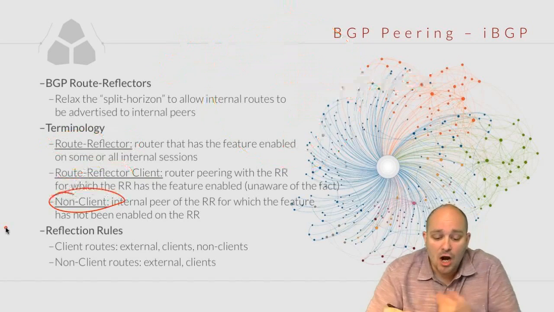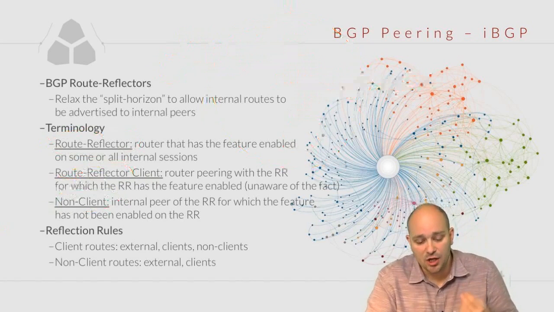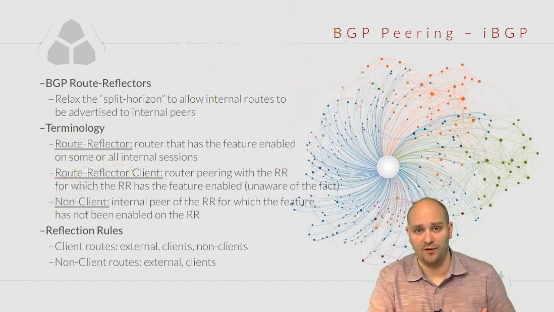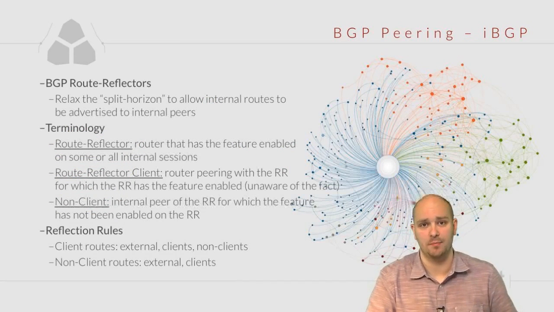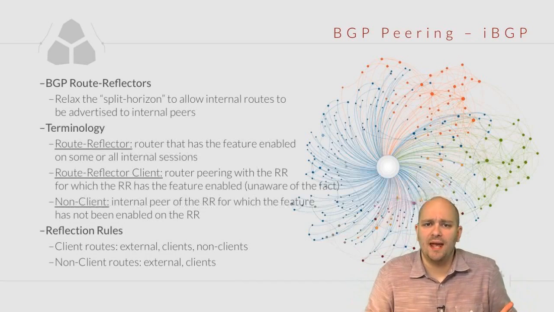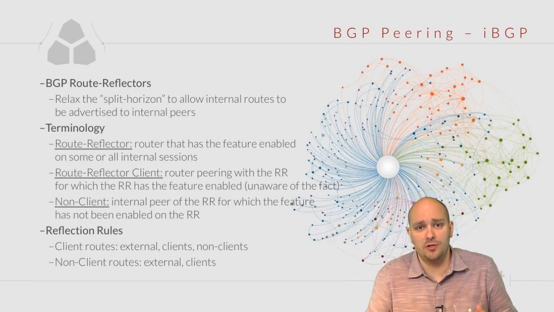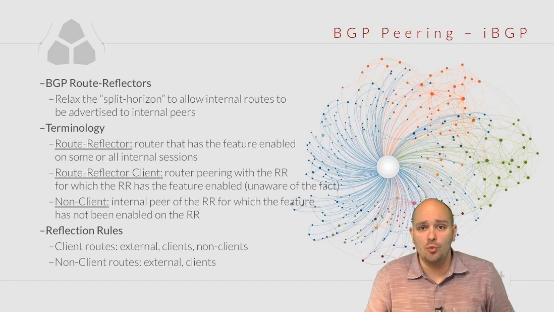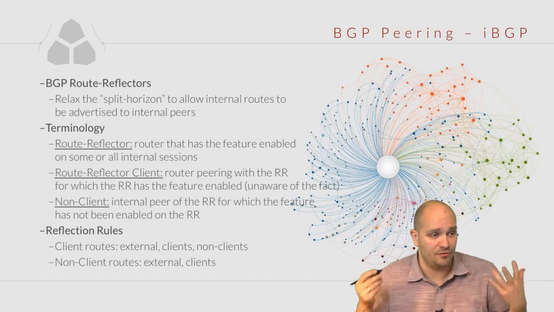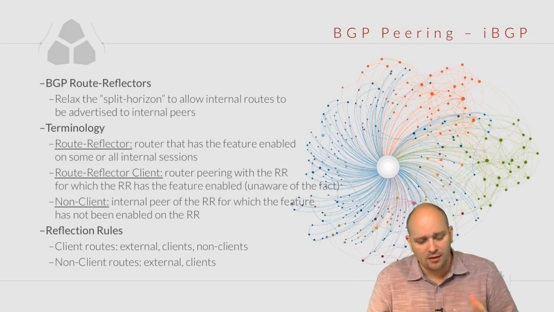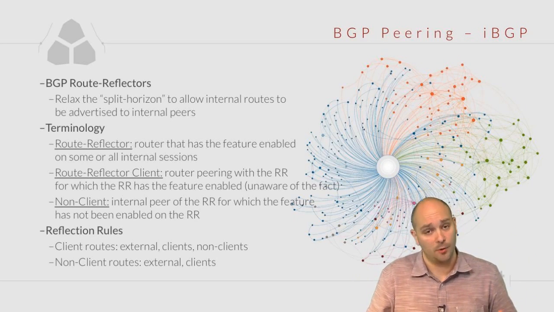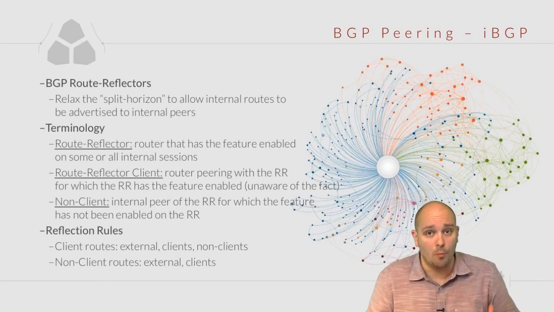So what is a non-client then? A non-client is an internal peer of the route reflector for which this feature has not been enabled. So why would we have that? Well, we could have a scenario in which we just have one client that we don't have a full mesh with, and there is no need to enable route reflection for every single router in the network, when enabling it for that one router will and should be more than enough.